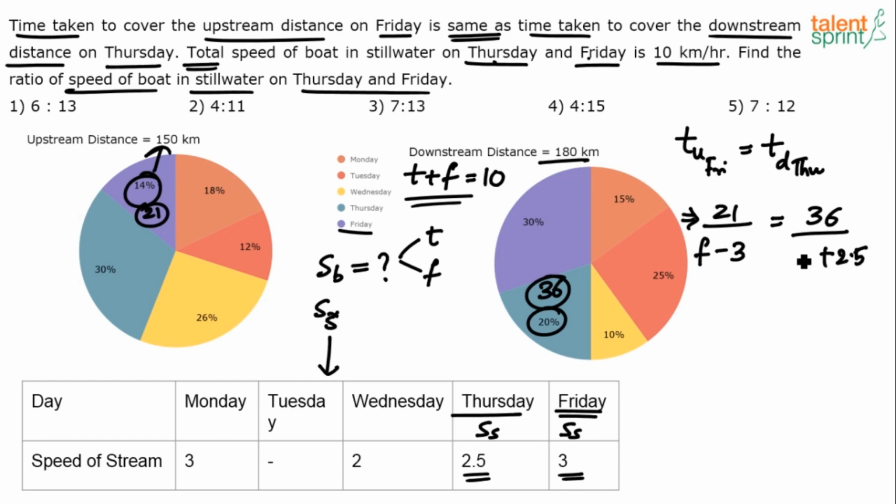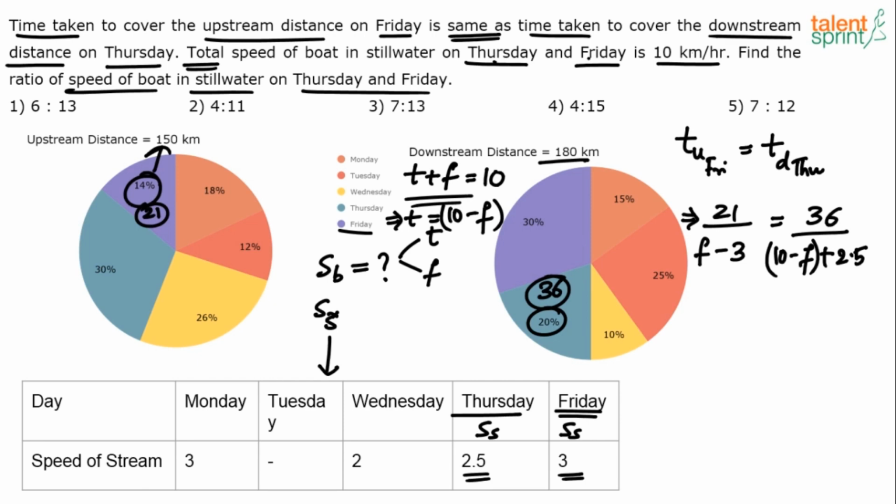But what is the speed of the boat? The speed of the boat on Thursday is T. But can we take T as 10 minus F? T equals 10 minus F. Yes, we can take this as 10 minus F. You understand? So that's the equation. Now from this, can you solve for F?